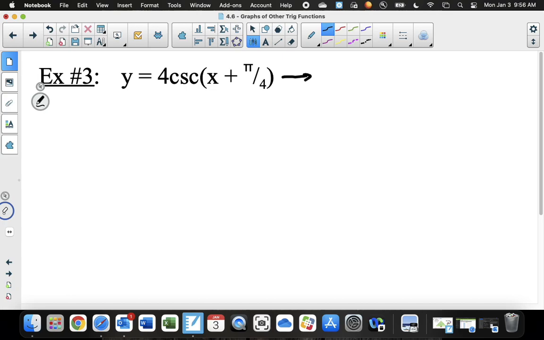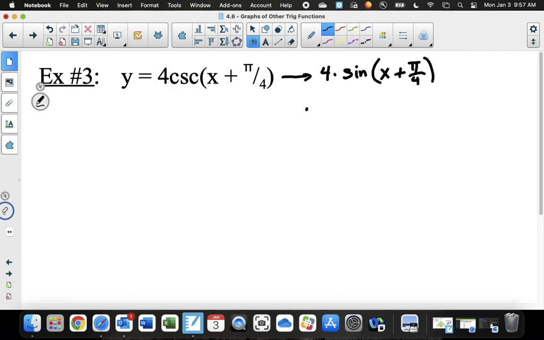So when we're looking at a cosecant graph, remember, what we're really graphing is a sine wave, and then working off of it. So this is really 4 times the sine of x plus pi over 4. We're going to graph that sine wave, and then graph the cosecant off of the sine wave.